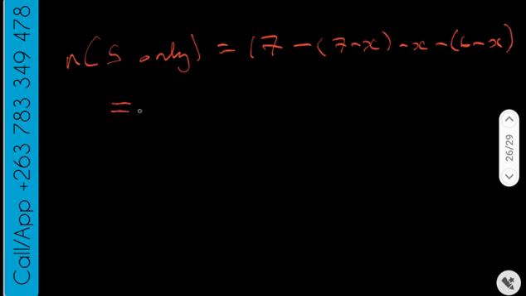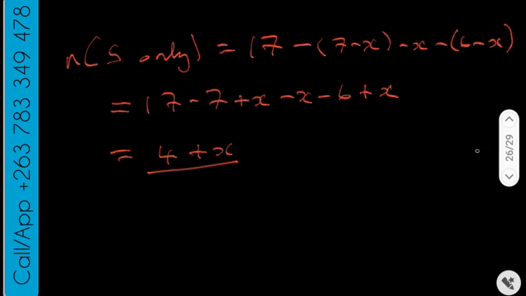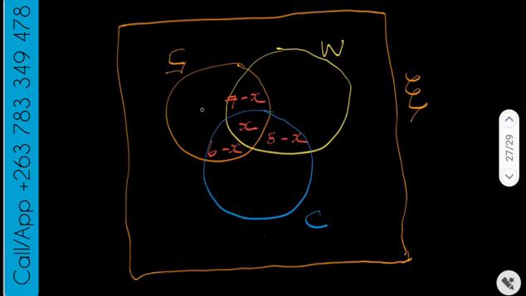So this would give you 17 minus 7 plus X minus X minus 6 plus X. This will give you 17 minus 7, that's 10, minus 6, that's 4. Then you get your 4 plus X. So number of people who enjoyed game viewing only and nothing else is 4 plus X.